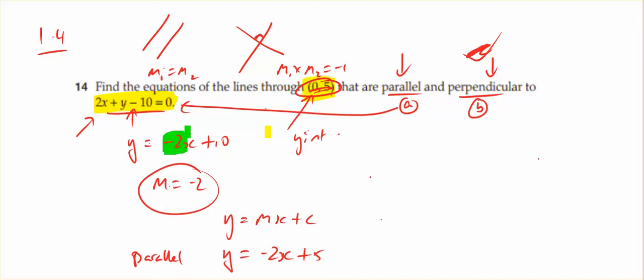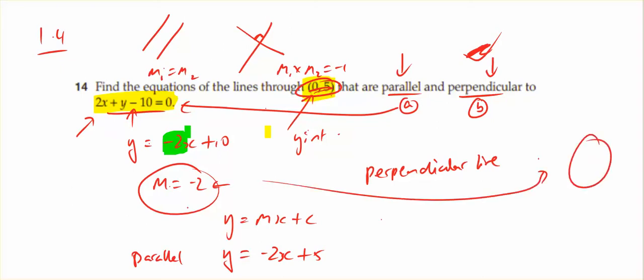Now, for a perpendicular line, we know that the gradients must multiply to give you -1. In class, I've shown you a shortcut to find the gradient of a perpendicular line. If this is the gradient of the original, then the gradient of the perpendicular line would be this one flipped. So if I flip 2, I get a half, and I change the sign, so it'll be +1/2. So my new perpendicular gradient is +1/2.